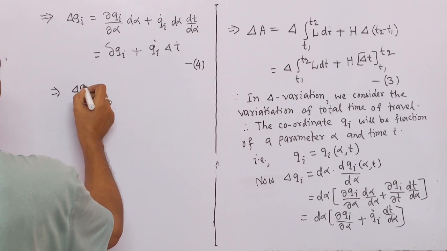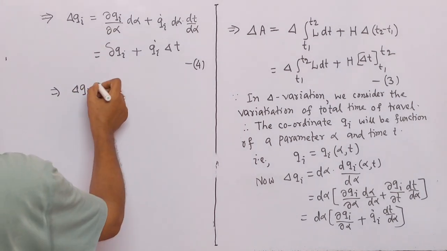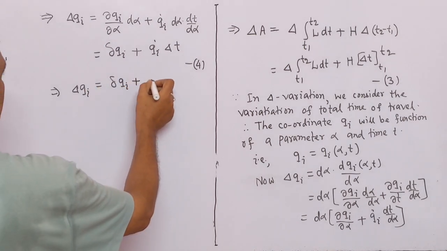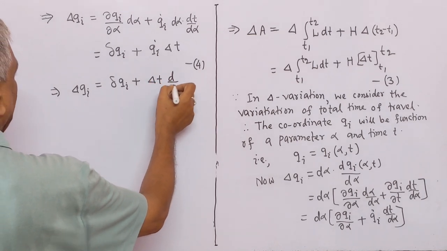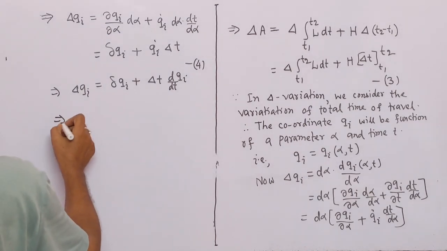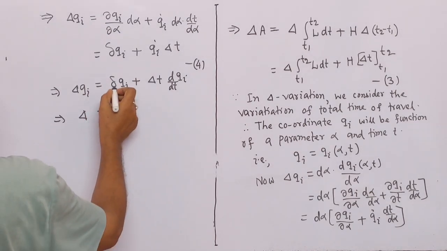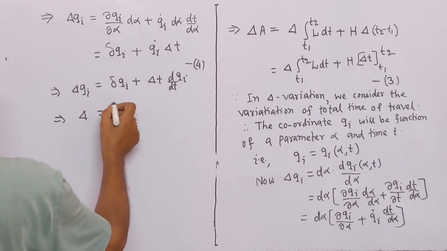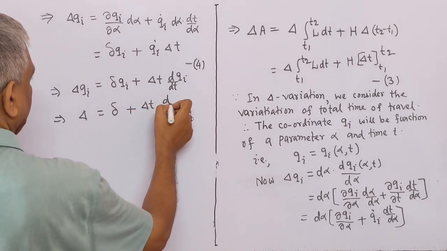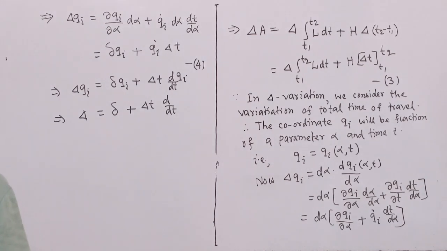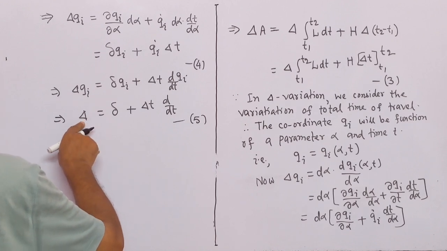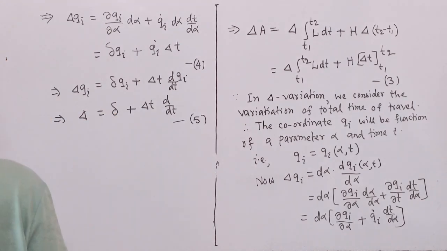This implies that uppercase delta variation of q_i equal to lowercase delta variation of q_i plus uppercase delta t times d by dt of q_i. This implies that uppercase delta equal to lowercase delta plus uppercase delta t times d by dt. This is the relation between the operators, uppercase delta variation and lowercase delta variation.